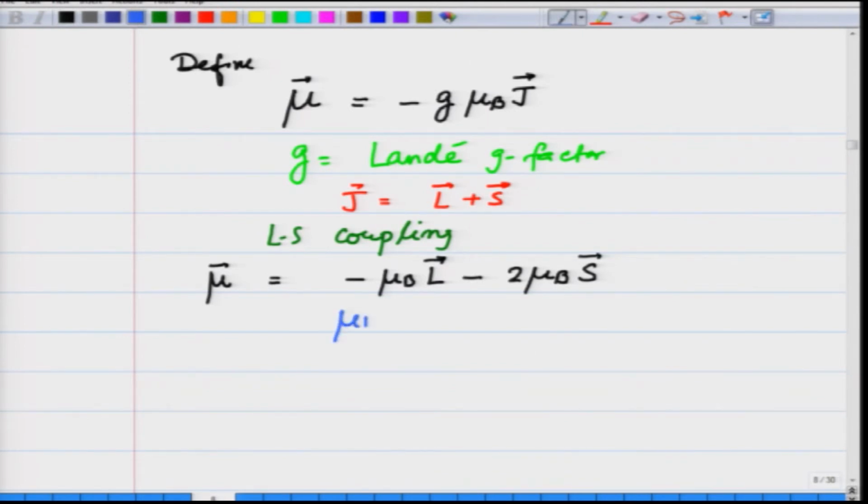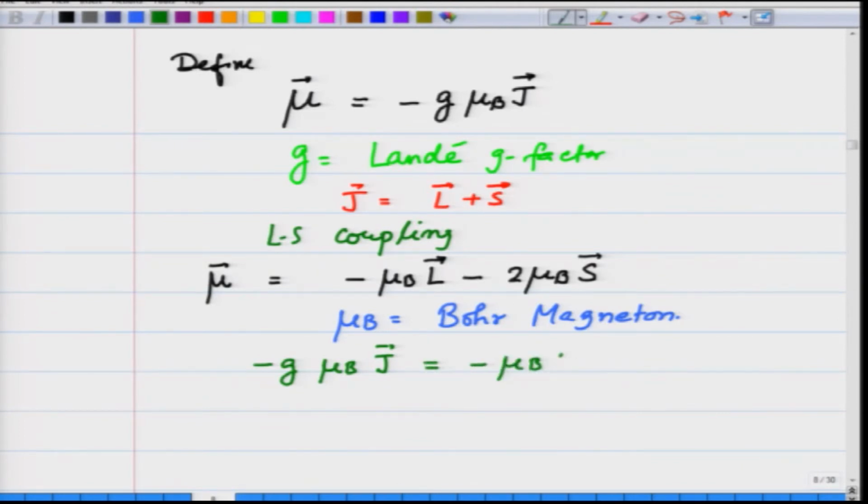Mu_B is the Bohr magneton. Now, this mu is also equal to minus g mu_B J. So, therefore, we get minus mu_B L minus 2 mu_B S, and therefore, I get g J is equal to L plus 2 S, and from this I am going to get an expression for g.